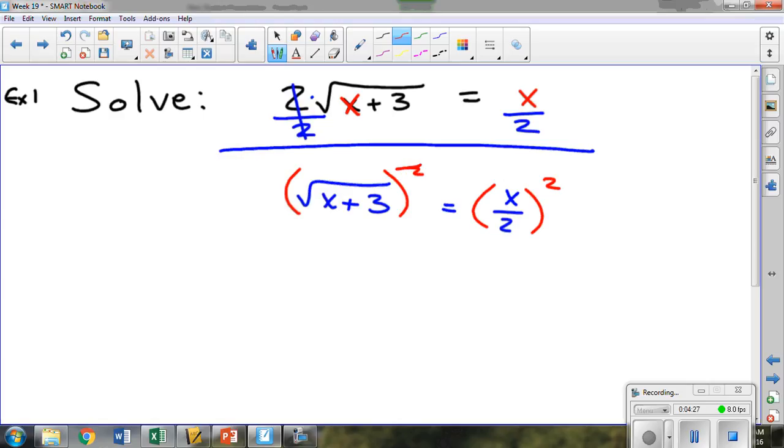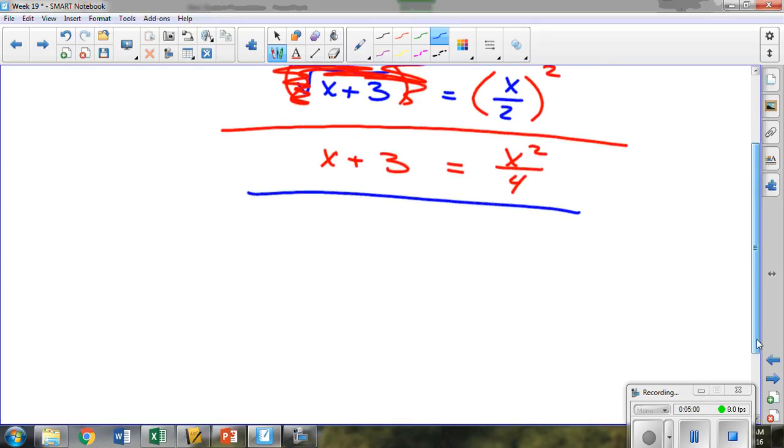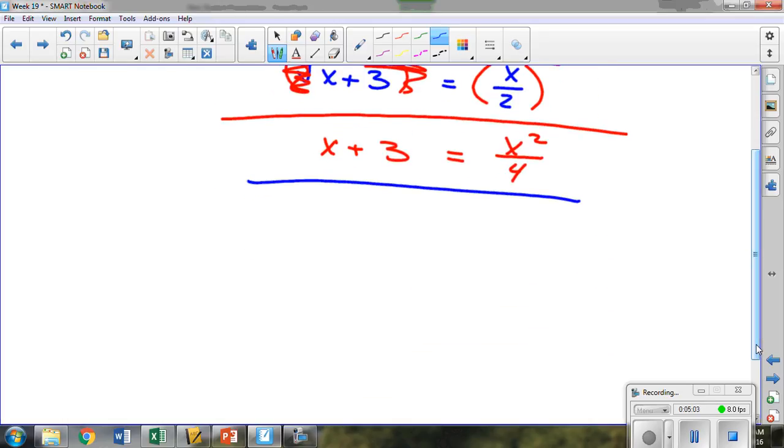By squaring, we know it will cancel out the square root, leaving us with just x plus 3 on the left. And what about on the right? What is x over 2 quantity squared? Okay, x squared over 4. At this stage, I'd like you to think: what would you need to do next to make this fit the quadratic formula problem pattern?